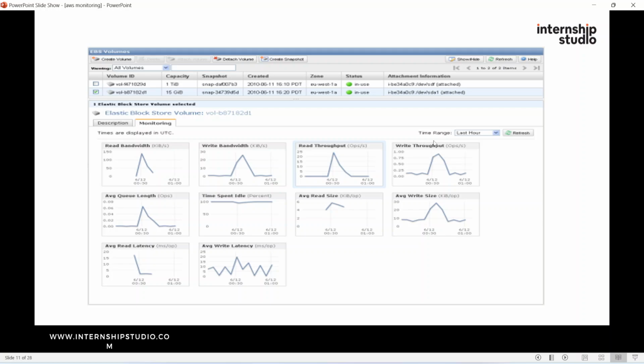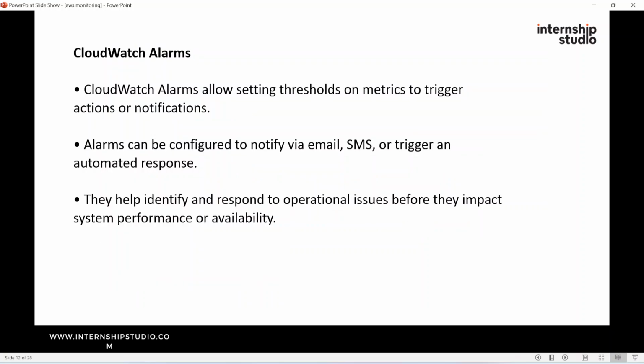The graph is spiking somewhere in the middle at that point of time which has got the request. So we have the average queue length, the time spent idle, the average read size, average write size, the average read latency, the average write latency. So you can customize accordingly. In the hands-on session, we'll see how we can customize the dashboards as well. So this is a sample picture of the metrics.